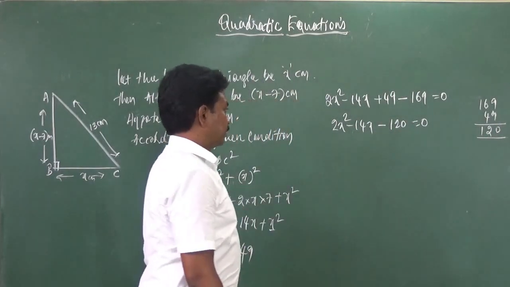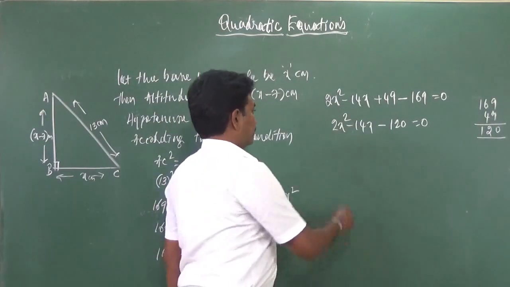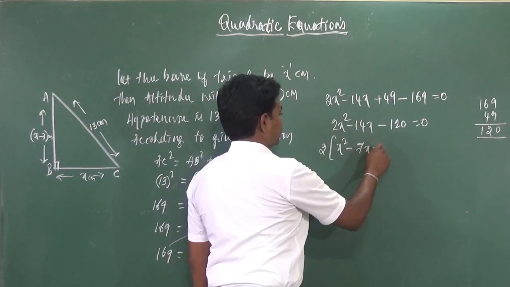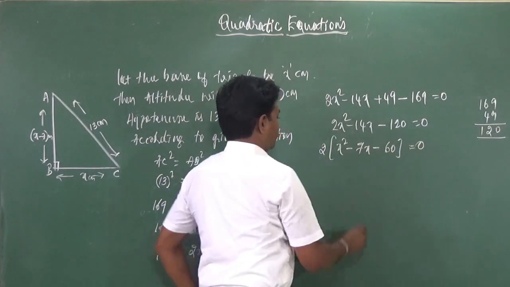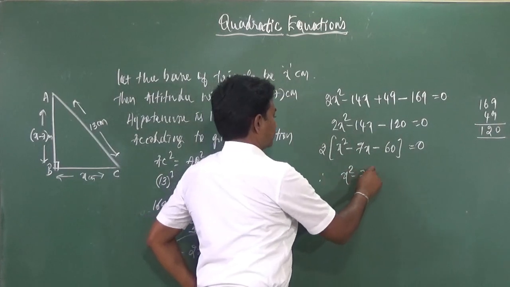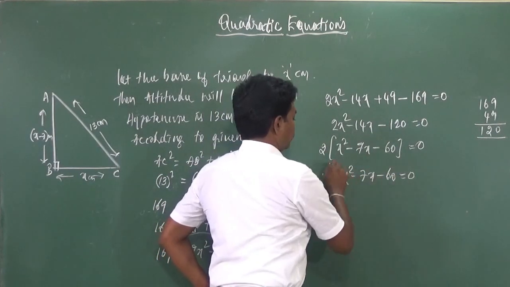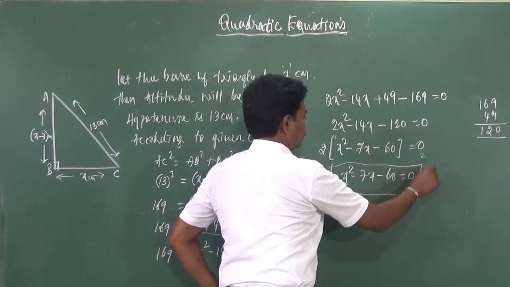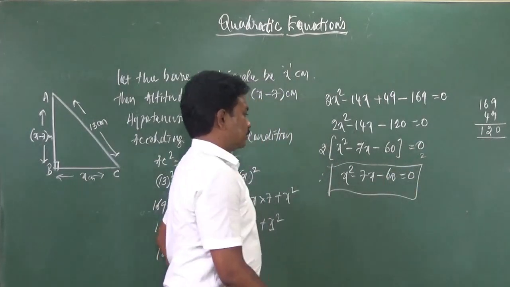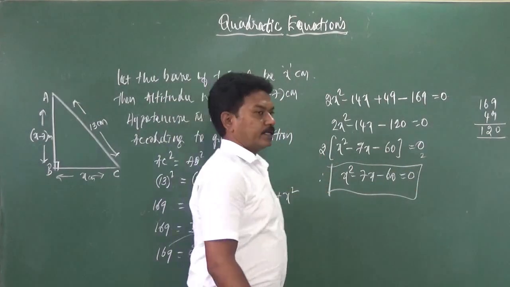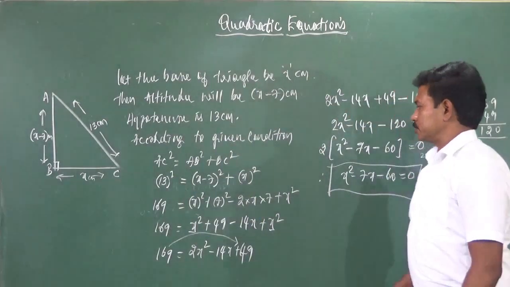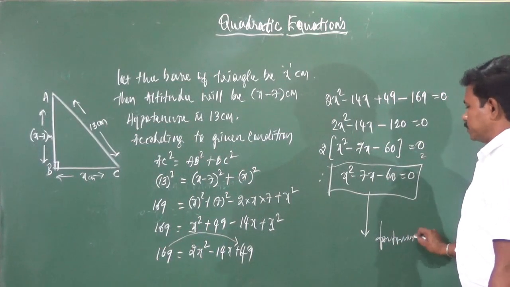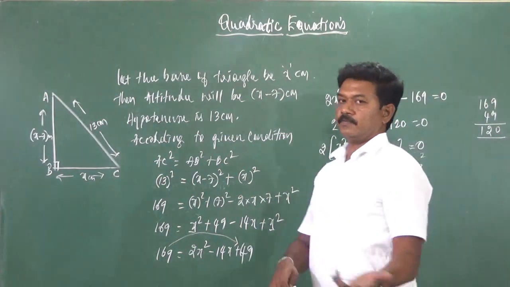You have a chance here to take out 2 as a common factor. If you take 2 as common, you are left with x square minus 7x minus 60 is equal to 0, which is the required quadratic equation. The 2 goes below the denominator, and 0 by 2 is again 0. So we are with the required quadratic equation. Here you have to solve this quadratic equation by the method of factorization. The values of x that you get may be negative and positive.